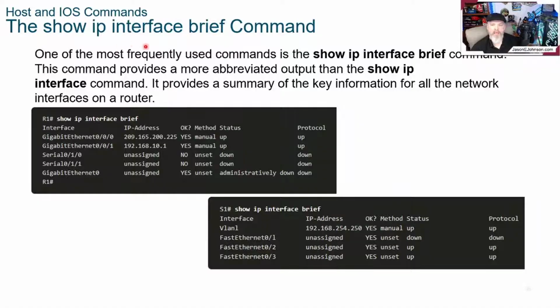The show IP interface brief command provides an abbreviated output for the show IP interface command. It provides a summary of the key network information for all the network interfaces on a router. Here is an example below. We can do show IP interface brief.